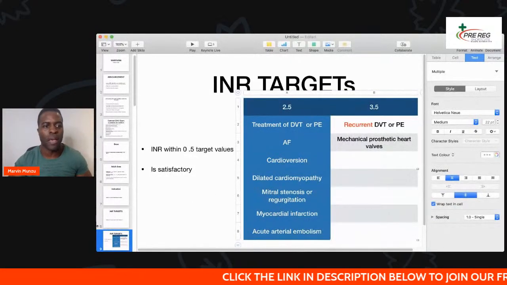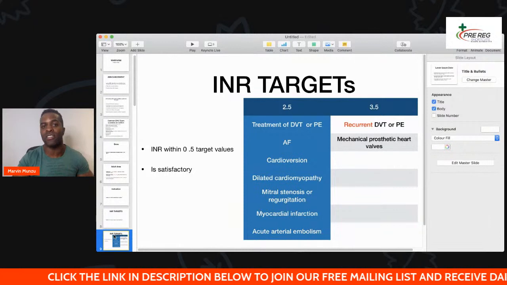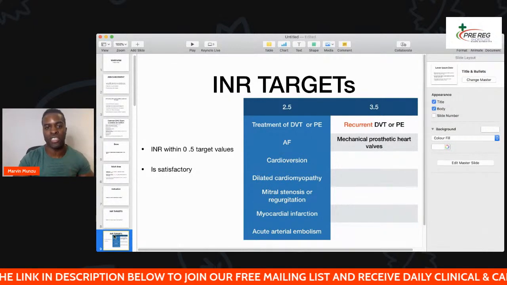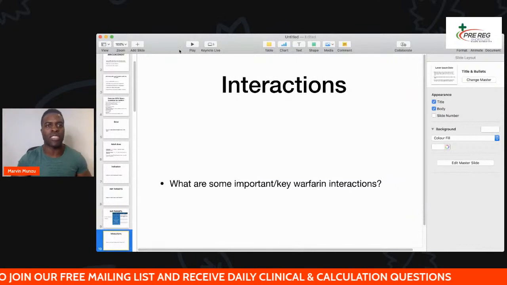Hope that table helped. But that's a good table. Good way to remember your INR values and your targets, all your INR target ranges and your conditions all in one table. So very big part comes up in the exam all the time.